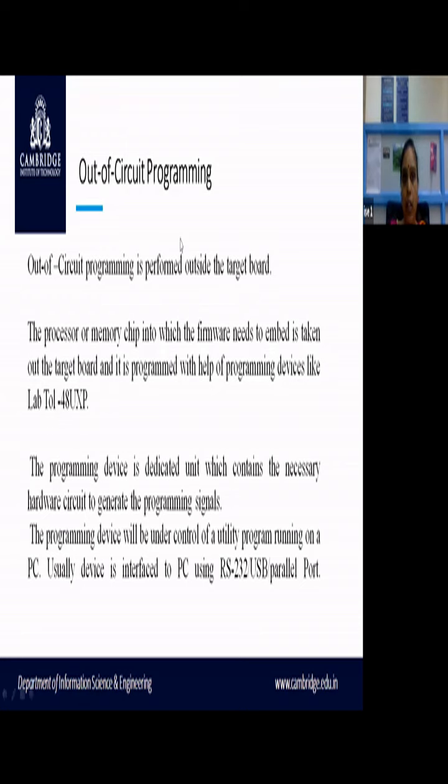Suppose you have developed a code and you are ready with your code in your system, and the hex file is also generated. You need to send it to the target board, but directly it will not be sent. To send that code to the target board, you use out of circuit programming, meaning that process is performed outside the target board. How is it performed? In that board you will be having a memory chip, the processor or memory chip, into which the firmware needs to be embedded. You have to load your firmware into the memory chip.